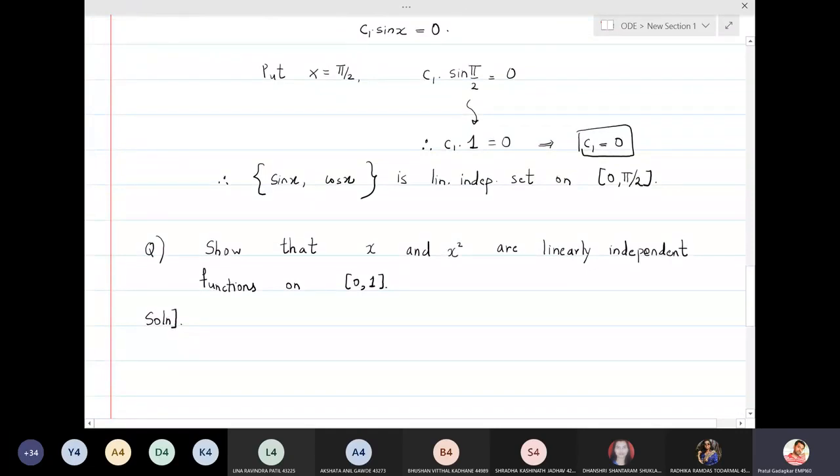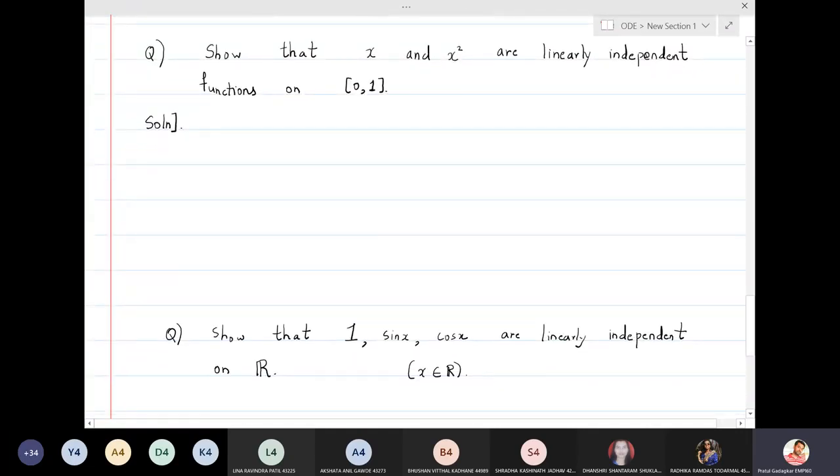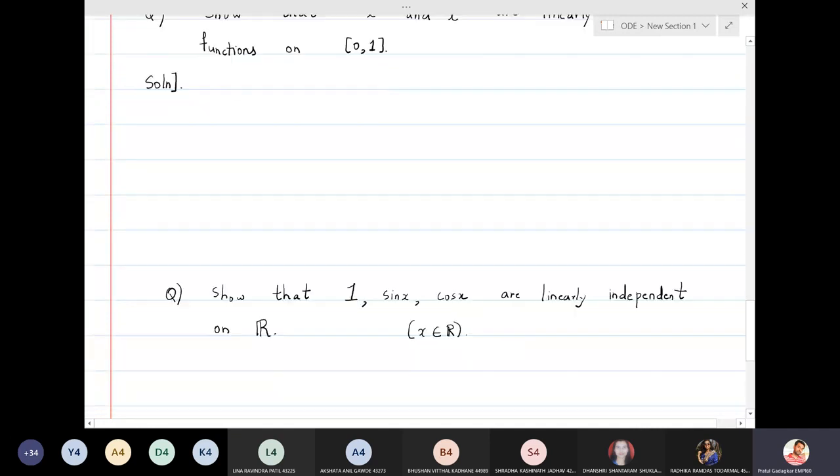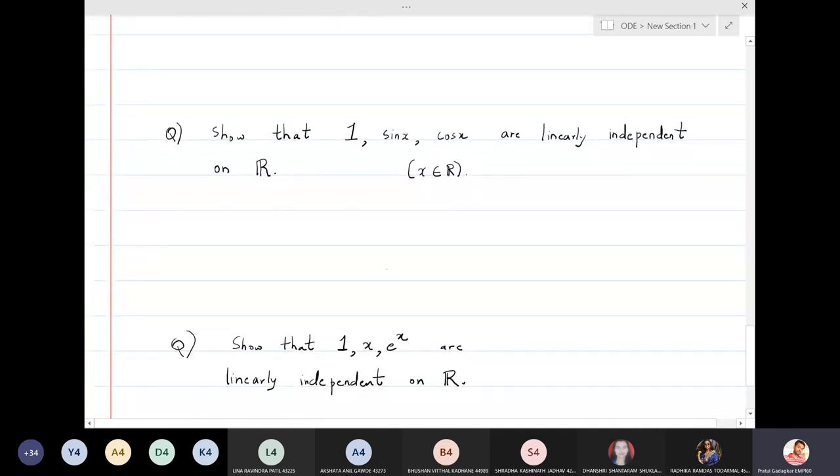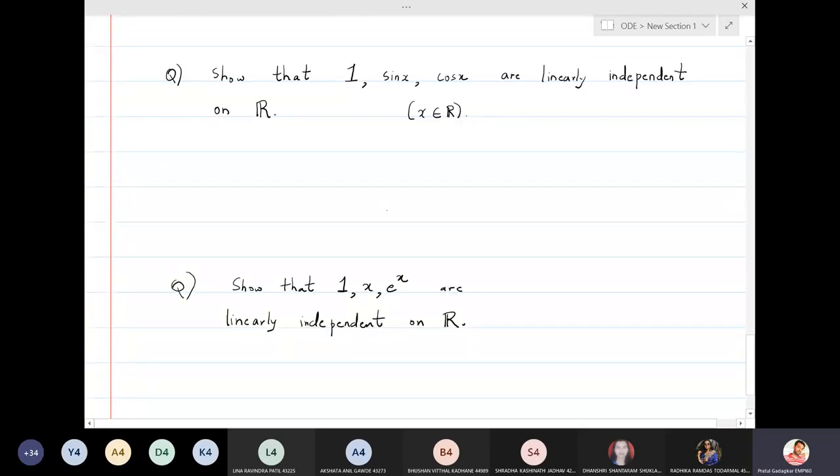Here also we have taken examples: x and x square linearly independent on 0 to 1, sin x and cos x linearly independent. This is also done in the class, and 1, x and e raised to x are also linearly independent on the set of real numbers.